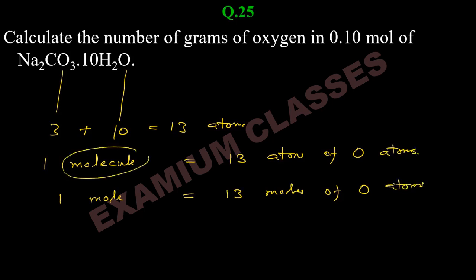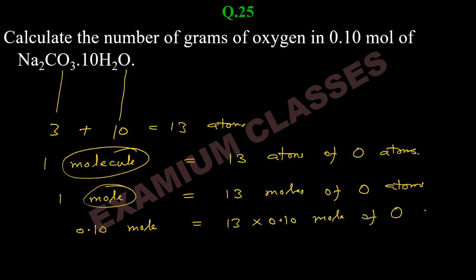Remember, this is in molecules, so these moles will be in molecules because this is a molecule. But here these will be atoms only. In this mole, there will be atoms because here we are talking about atoms only. It means 0.10 mole, which is given, will be equal to 13 into 0.10 mole. I'm just applying the unitary method, nothing else. If 1 mole contains 13 moles of oxygen atoms, 0.10 mole will contain 13 into 0.10 mole. That is 1.3 mole of oxygen atoms.